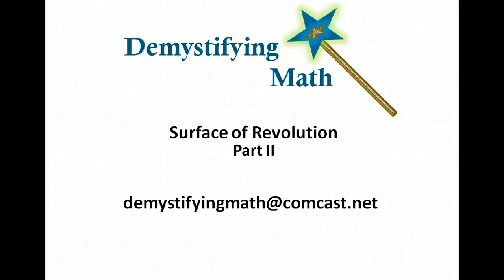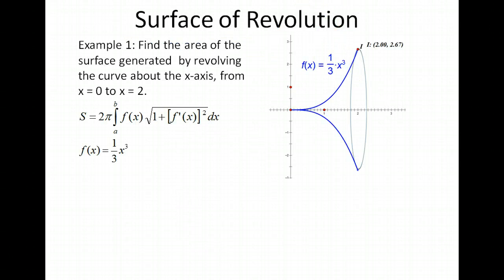This is part 2 in a video series on surface of revolutions. In this part we're going to be concentrating on graphs that have been revolved about the x-axis and finding the surface area that's generated. Our first example, we have 1/3 x to the third. We want to find the surface area that's generated by revolving that curve from x equals 0 to x equals 2 about the x-axis. We have a formula for the surface area.